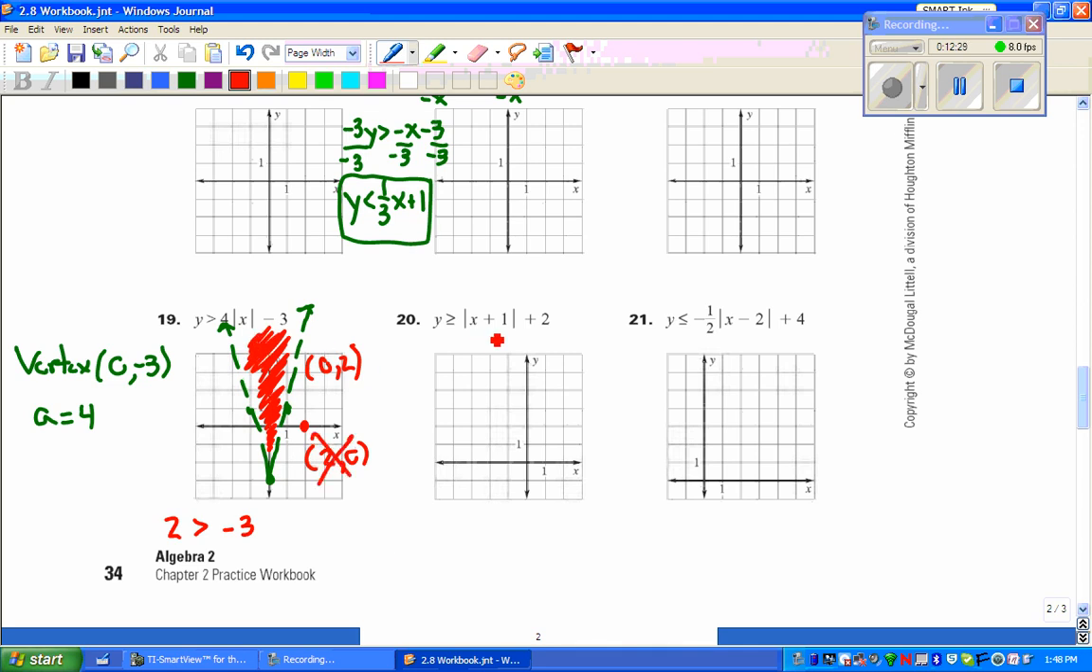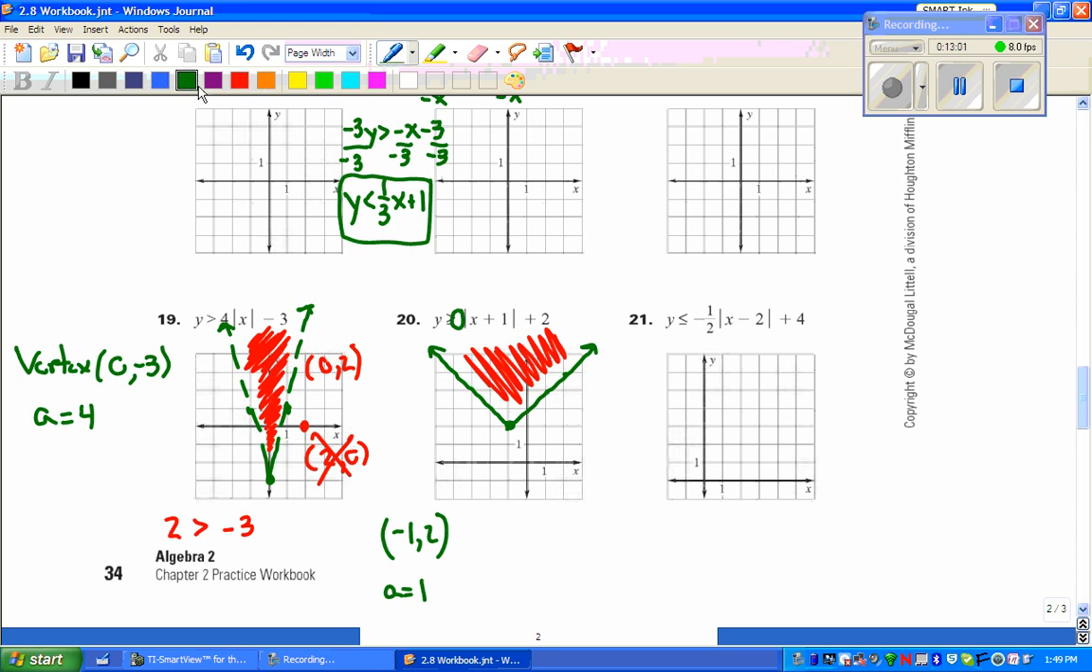Same thing for this one. Where's your vertex? Your vertex is at negative 1, comma 2. Go find that point. And then your a value there is equal to 1, because there's no number in front. So you're going to go up 1 over 1, up 1 over 1, up 1 over 1. Your sign tells you that it's going to be a solid line, and it is greater than. So I'm going to shade everything that is on the inside.